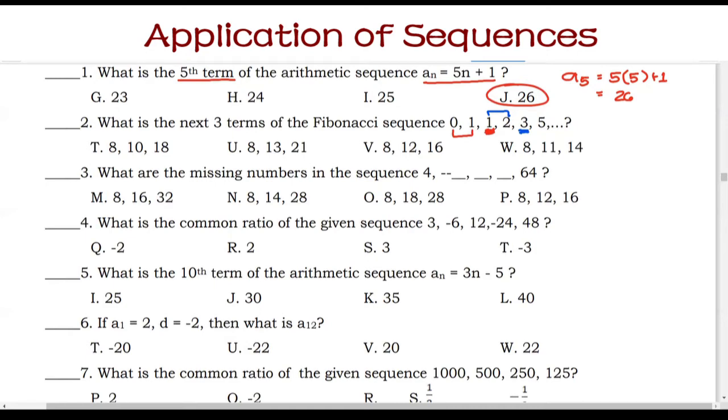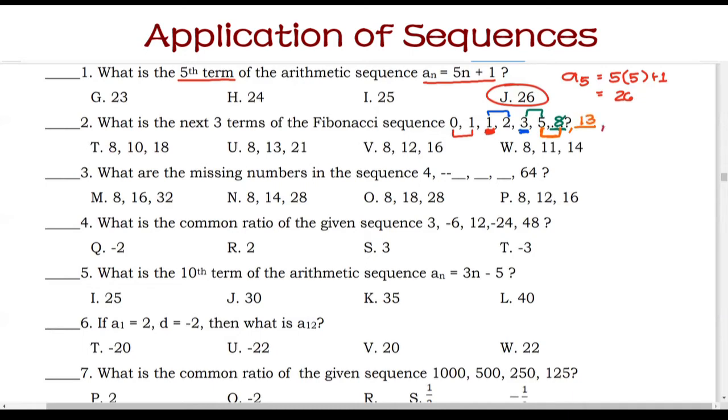Okay? Sige nga, anong sunod sa 5? Okay, anong gagawin? Kunin nyo yung dalawang numbers na nauuna sa kanya. So ito, 3 at saka 5. When you add them, you will get 8. Anong sunod sa 8? Kunin yung dalawang numbers na nauna sa kanya. So itong 5 at saka 8. Okay? Pag pinag-add natin, what do we get?